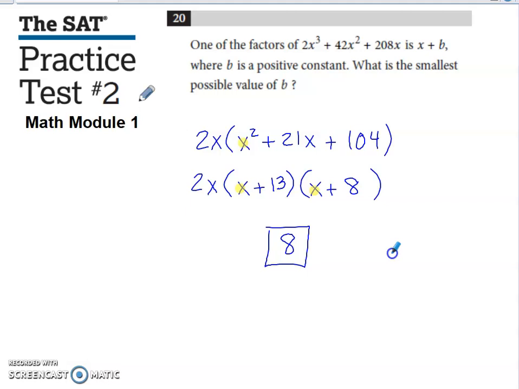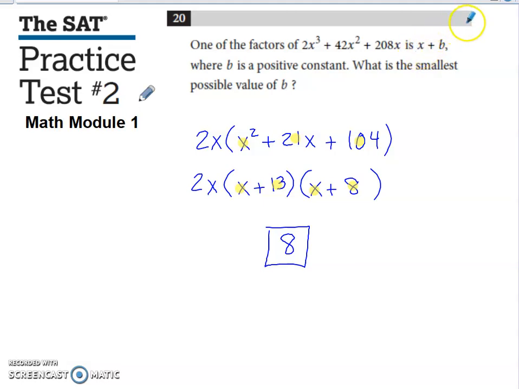So unfoiling would mean first times first is going to have to give you the first piece within that set of parentheses. Last times last is going to have to give you the last piece within that set of parentheses. And then the outer multiplication, 8x, and inner multiplication, 13x, that's going to have to give you the middle piece within that set of parentheses. So first times first gives you this, O and I combine to this, and then last times last gives you 104 in this case. So we have this completely factored across this line here.